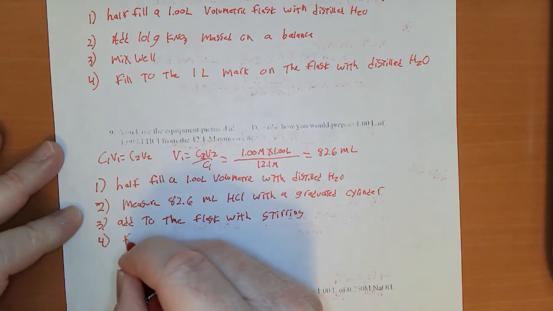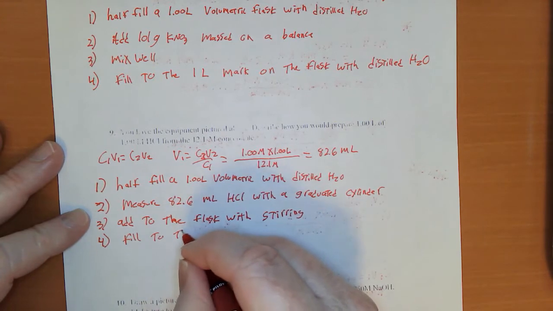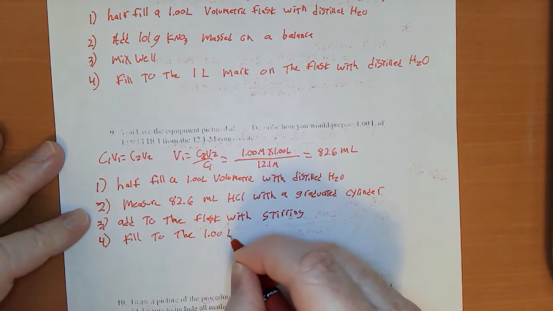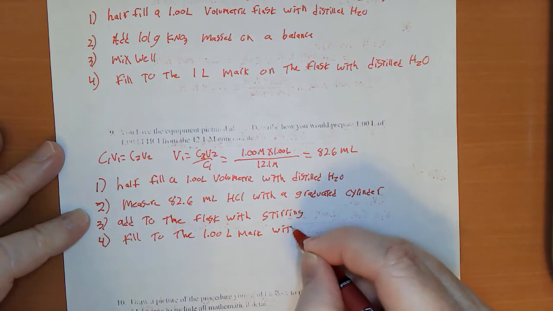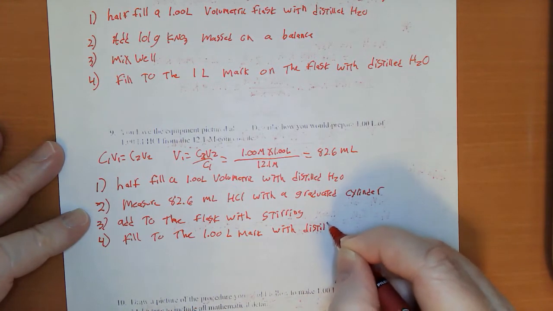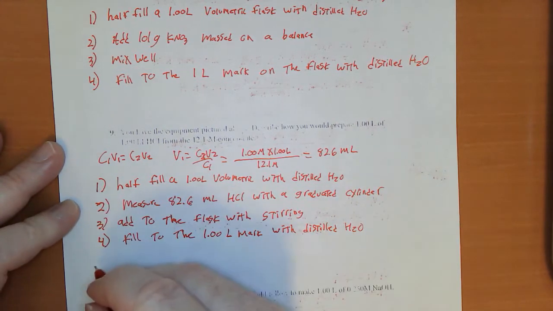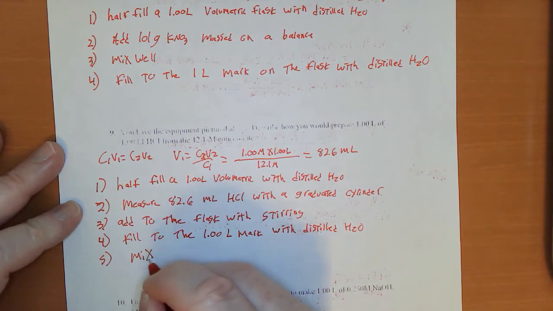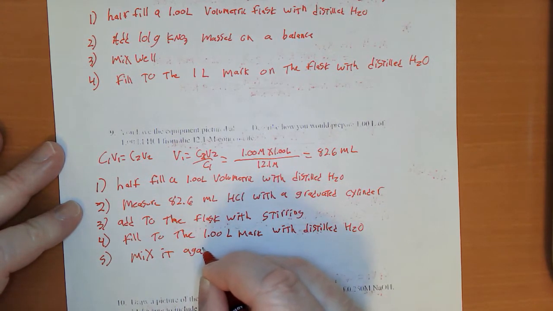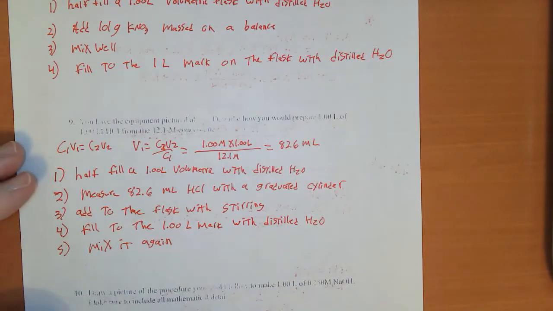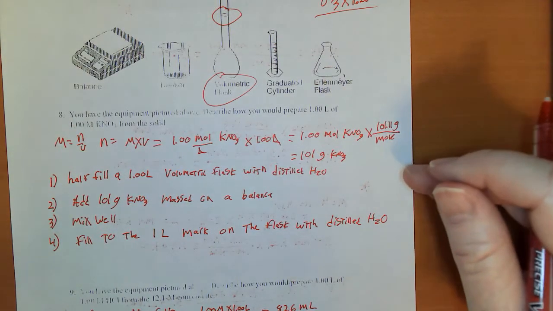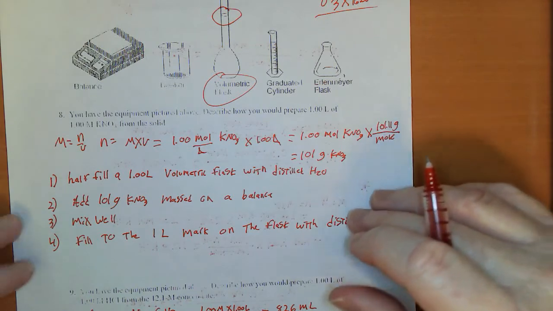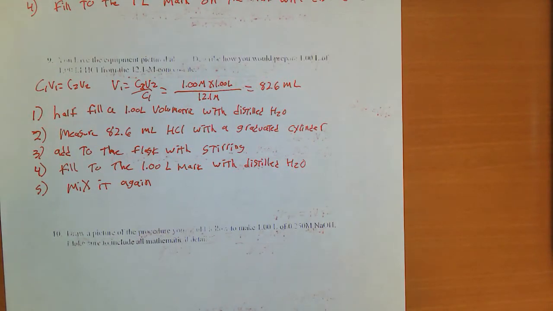4, fill to the 1.00 liter mark with distilled water. And 5, mix it up. Mix it again. Okay. So there's your first one. Pause if necessary. There's number 9. Pause is necessary.